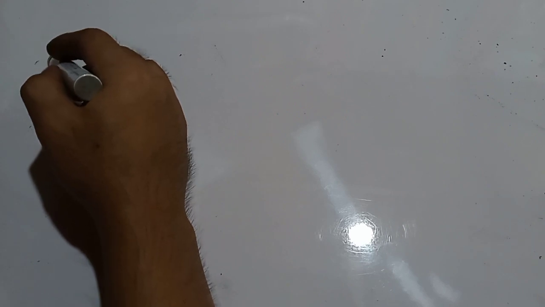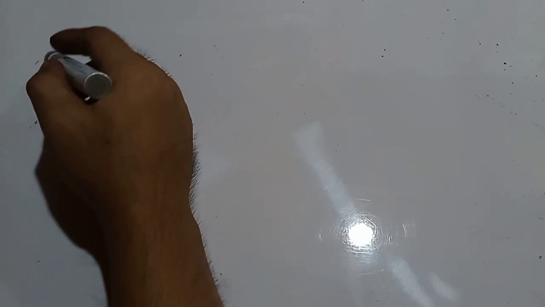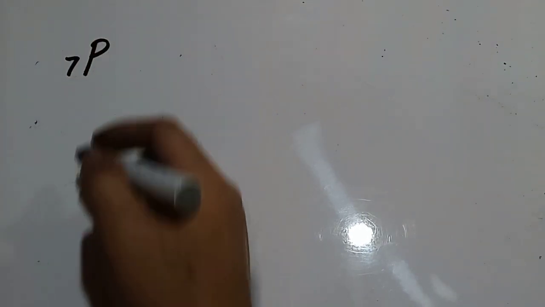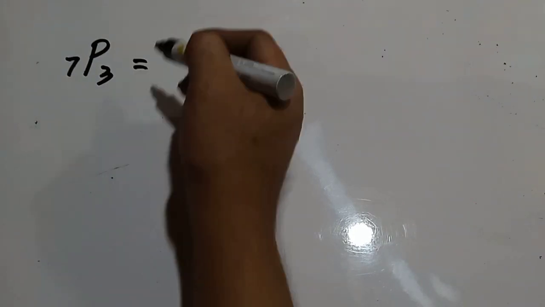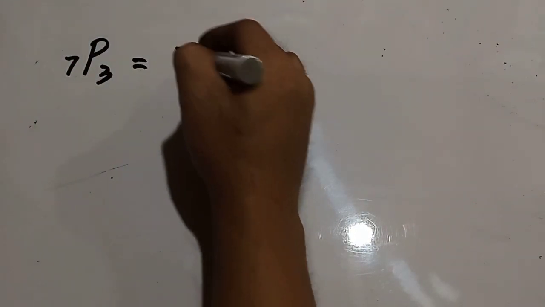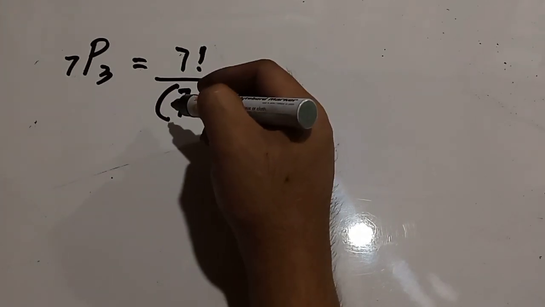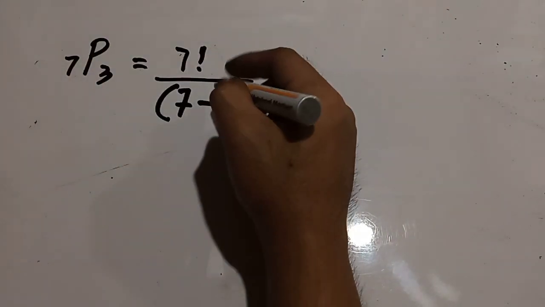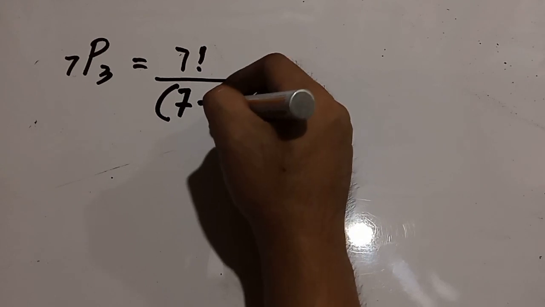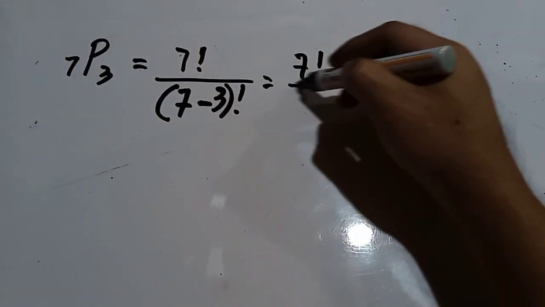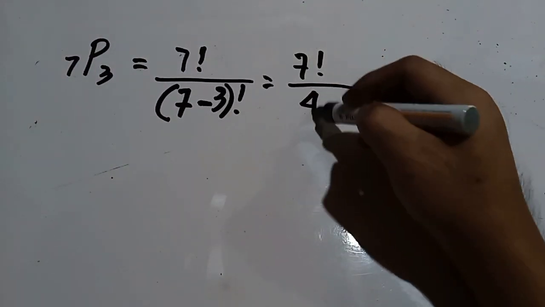What is our formula? So how many people? Let's put directly 7 permutation over, for permutation, our how many ways? That is 3. So 7 permutation over 7 minus 3, n minus r, where r is our ways, that is 4 permutation.